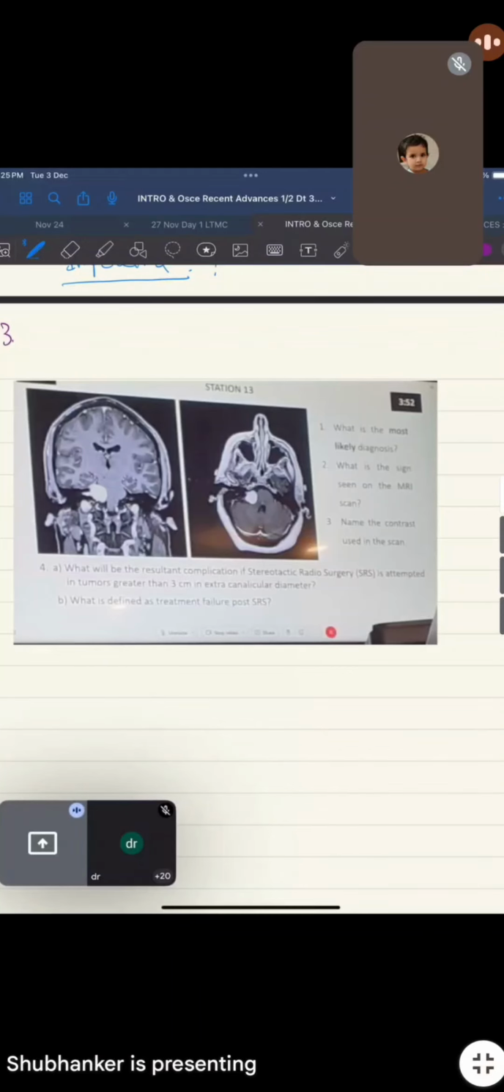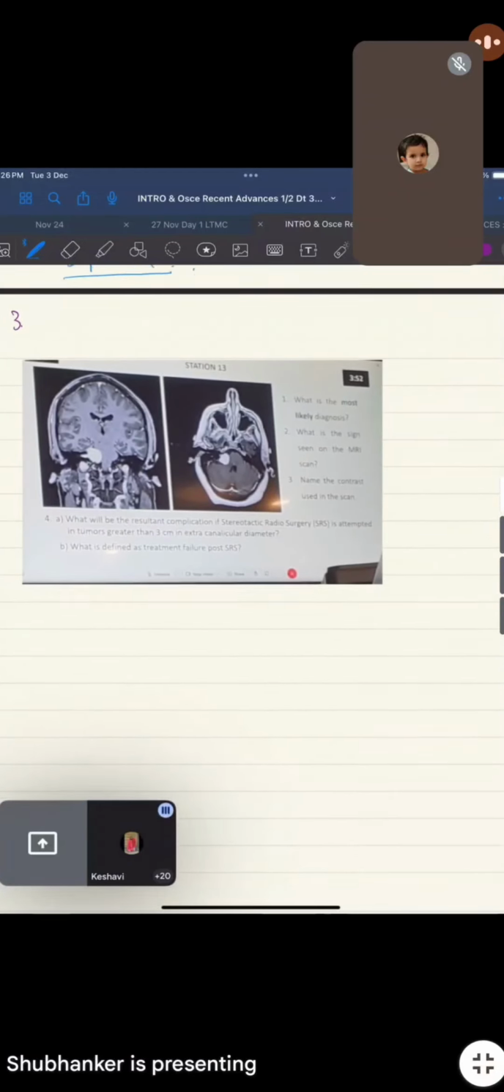So answer goes as vestibular schwannoma. Good. What is the sign which is seen on MRI scan? It is important.